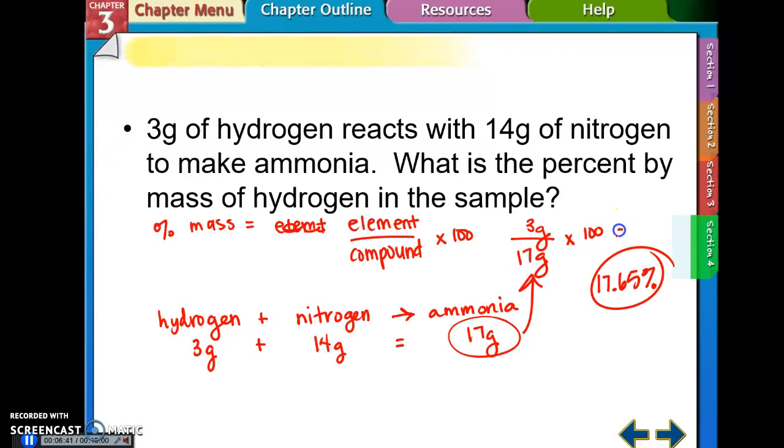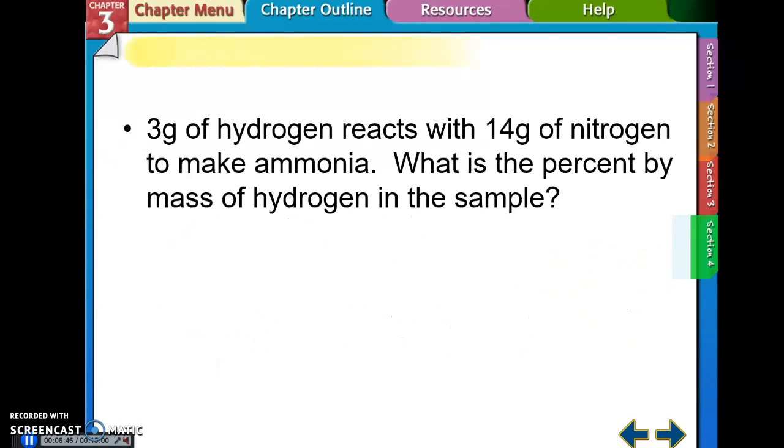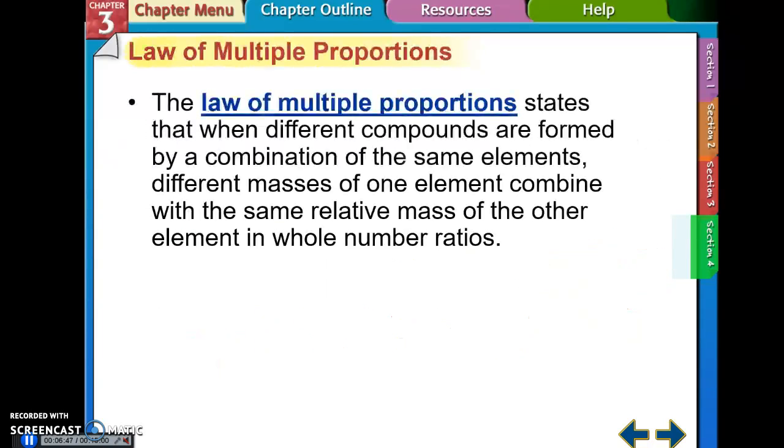So that is my percent by mass of hydrogen in the sample. So we have the law of definite proportions, which we just talked about. We also have the law of multiple proportions. And this one isn't as important to us in general chemistry, but when you go to college, if you take further chemistry classes, the law of multiple proportions will be more important.